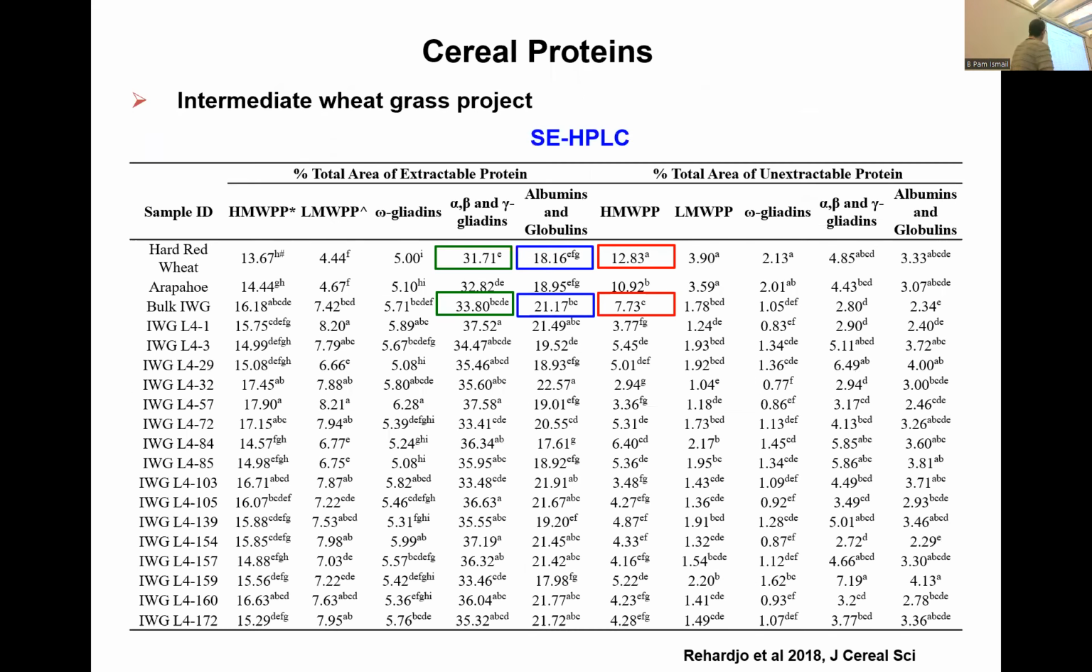So when we looked at the distribution, the relative abundance, this is hard-red wheat, and this is intermediate wheatgrass bulk from different varieties. The hard-red wheat has slightly less gliadins, but significantly lower albumin and globulins. So we have more albumin and globulins, non-functional protein, and significantly less high molecular weight polymeric proteins in the wheatgrass compared to wheat.